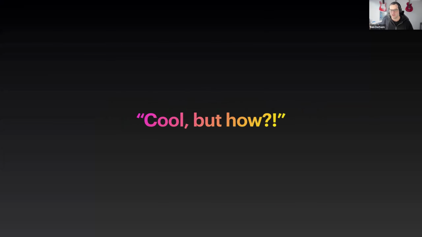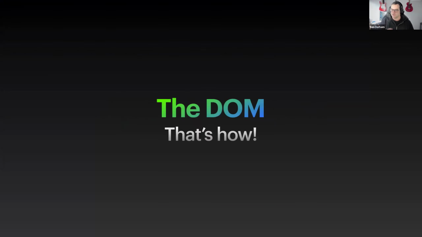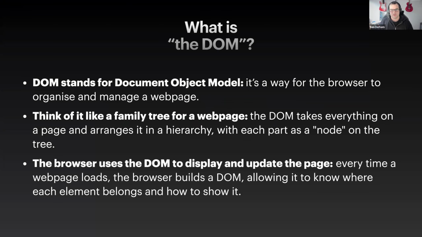But how are we doing that? We do it through the DOM. The DOM is a way for the browser to organize and manage the web page. DOM stands for Document Object Model, and we can think of it like a family tree or a hierarchy of a web page.